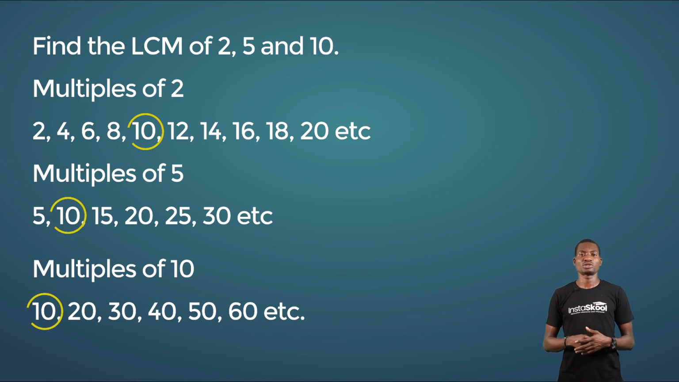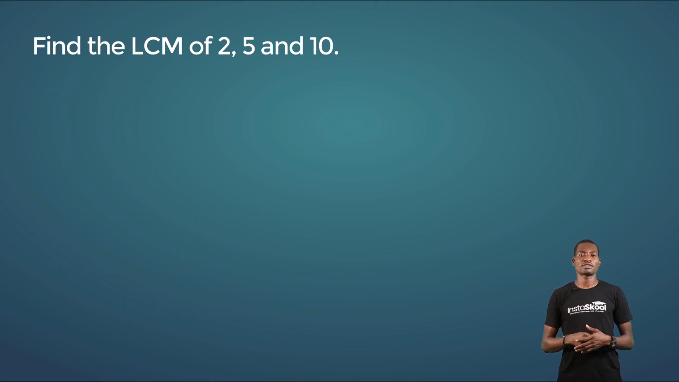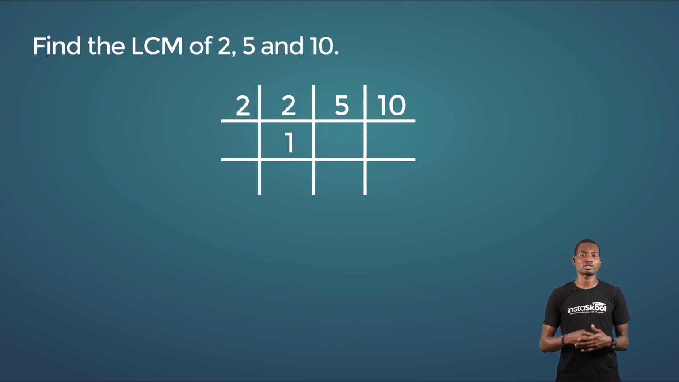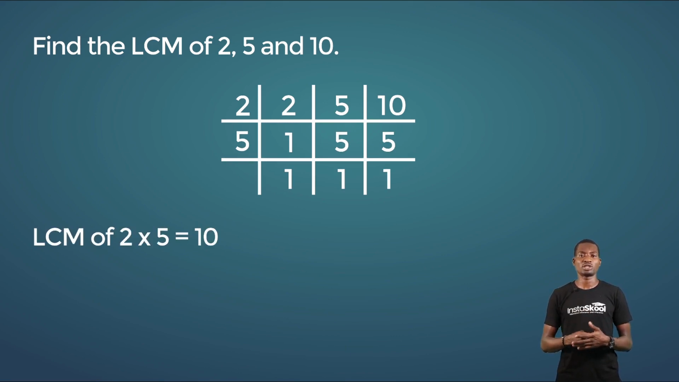Using the second method, we perform the long division of 2, 5, and 10. We start by using 2. 2 divided by 2 gives us 1. 2 in 5 impossible because there will be a remainder, so we write down 5. 2 in 10 gives us another 5. Then we use 5. 5 in 1 we write 1. 5 in 5 we get 1. And then 5 in 5 we also get 1. Finally, our LCM becomes 2 multiplied by 5, which is 10. So the LCM of 2, 5, and 10 using both methods gives us 10.